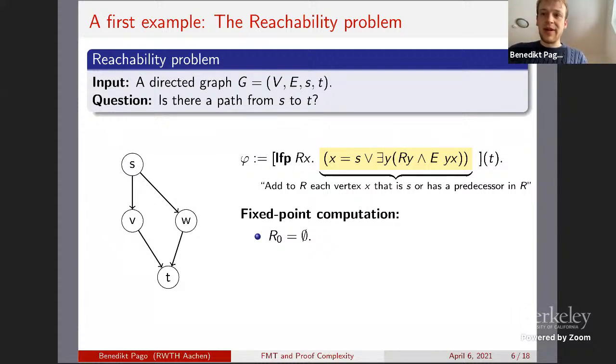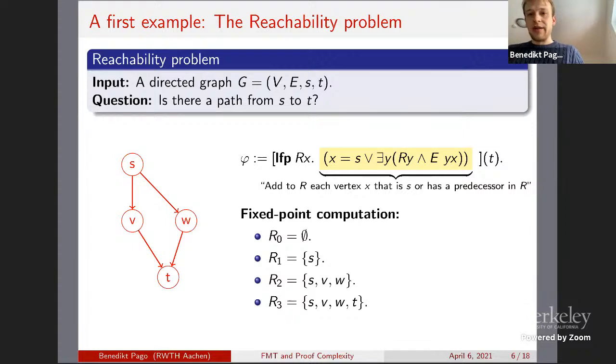So we start with the empty set. Then at first we add the vertex S because that's the only one satisfying the update formula. And then we proceed by always adding the successor. So this fixed point iteration essentially simulates a breadth first search in graphs. And then this is clearly the fixed point because you can't add anything more. And then you see, okay, T is in the fixed point, so the formula evaluates to true.